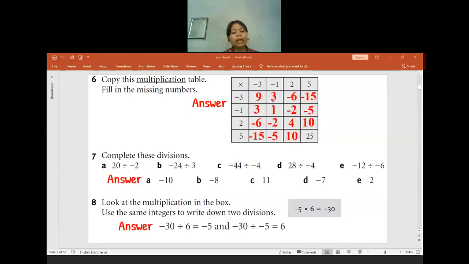For question 8, we already have the multiplication box. From the multiplication box, we need to make it into division. To change it into division, we will write the result first. The result divided by negative 5 will be equal to 6. And then negative 30 divided by 6 will be equal to negative 5. You just need to flip the numbers and change it into division.